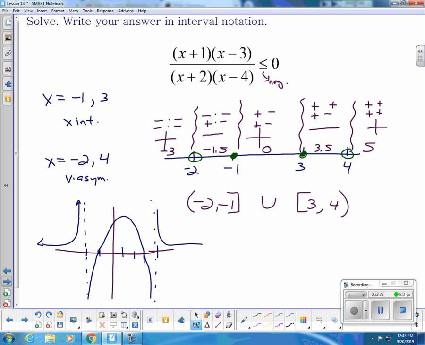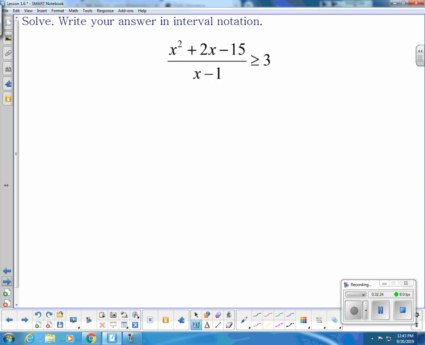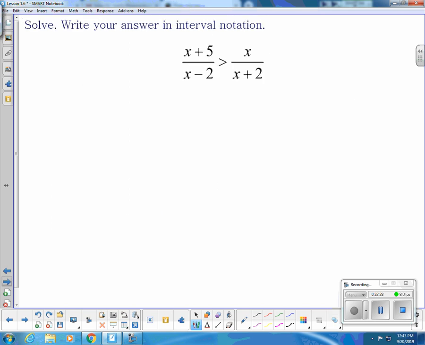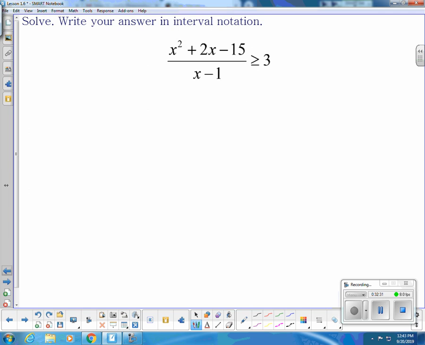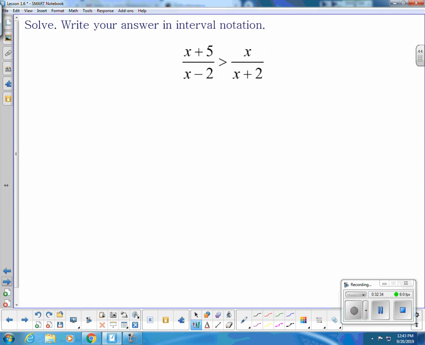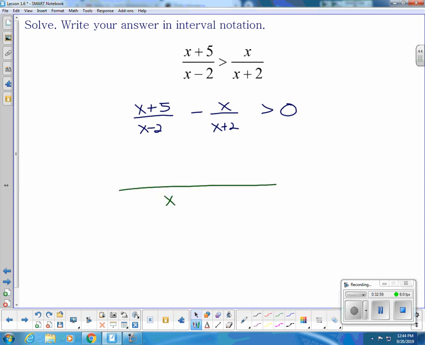All right. We're going to do this last one, and then we're going to be done. Which one do you want to do? This one or this one? That one? Okay. One side has to be 0. So we're going to move it over. And then you got to put them together as one big fraction. So we're going to find the common denominator. What's our common denominator here? There you go.